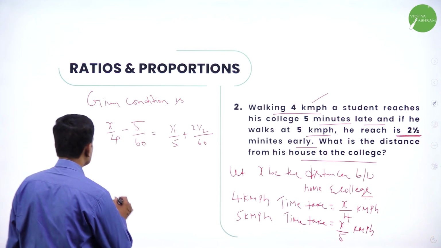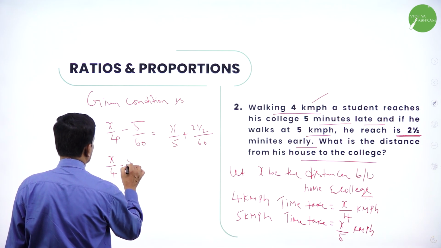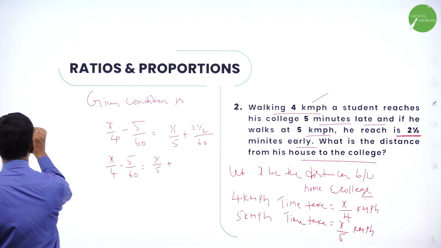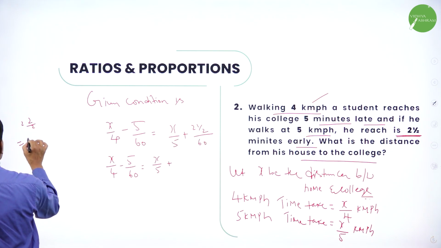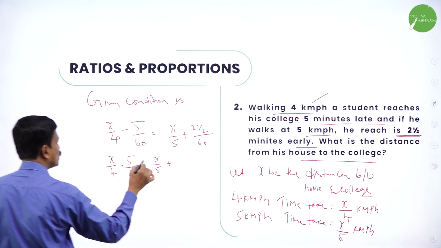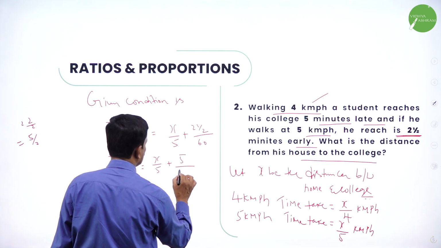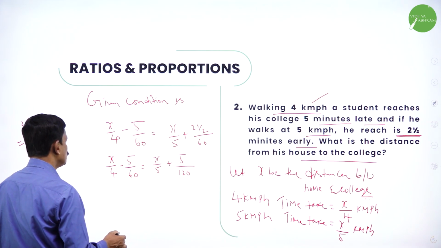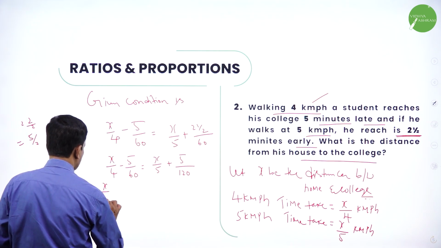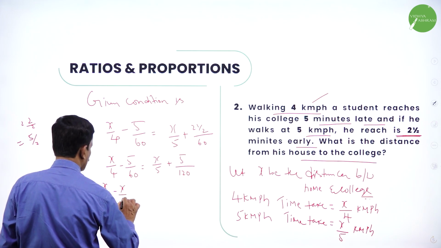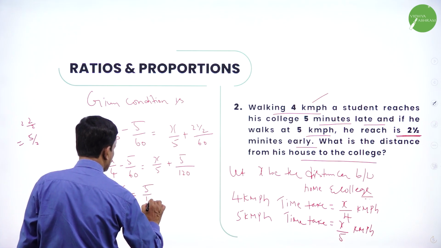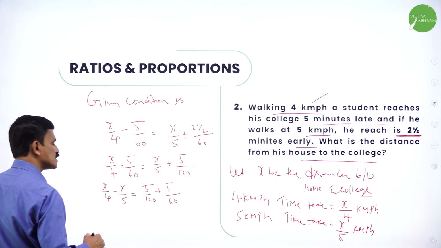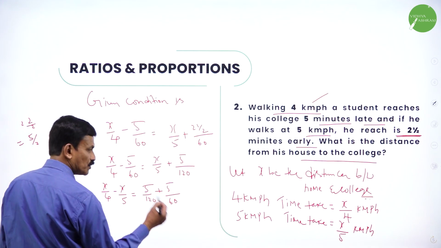Now simplify this. x by 4 minus 5 by 60 is equal to x divided by 5 plus 2.5, which is 5 divided by 2. Bring this to the denominator: 5 divided by 60 into 2 is 120. Take LCM and simplify. So now transfer this: x by 4 minus x by 5 is equal to 5 by 120 plus 5 by 60. Take LCM and simplify. Let me go to the next page.